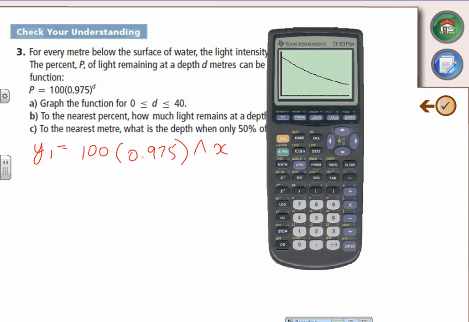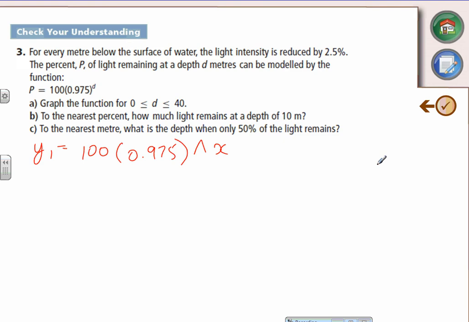And now it says, at 10 meters, what percent remains? Well, we're going to find the value at an x of 10. So go second, calculate, and we're going to use the value. That tells us what x value we want to use. And I want to use 10 for this one. And enter, and it tells me right there 77.632, and so on, which is approximately 78%.